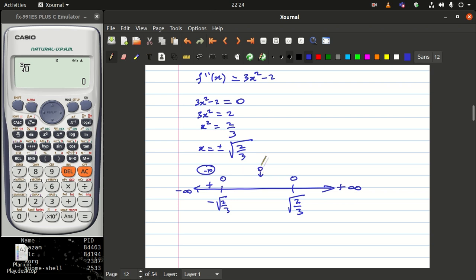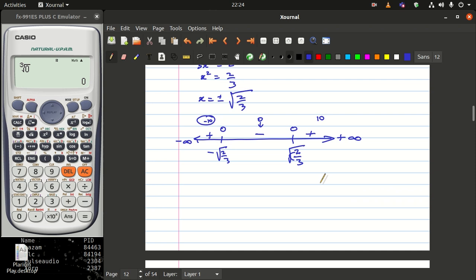So I take this 0, I plug it there, and then when I'm plugging it there, this whole thing will go to 0, and we have a minus 2, so this is going to be minus 2. Then I'm plugging in a 10 that I am sure is bigger than this. So when I'm plugging in a 10 here, 10 squared is 100, 100 times 3 is 300, 300 minus 2 is going to be 298. So this one is still positive.